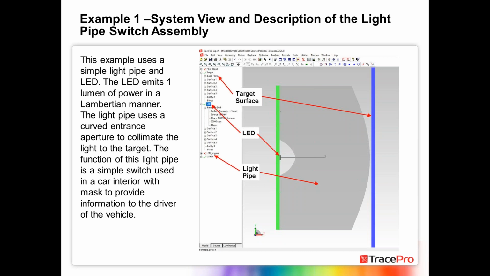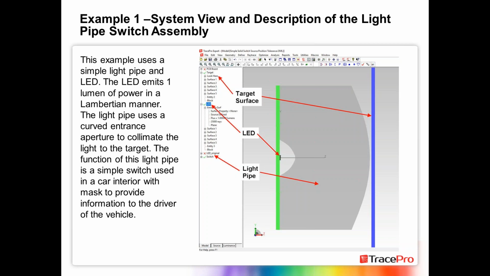Now the light pipe has both an entrance area where the LED will emit into, and then hopefully be focused into that second area where it will come out collimated to the target. These are light pipe switches that are used in cars to give information to the driver, where you push them in or pull them out, and they have something stenciled on them so you know exactly what that particular operation is. This could be anything from turning my lights on to turning the radio on. It's just a button switch.